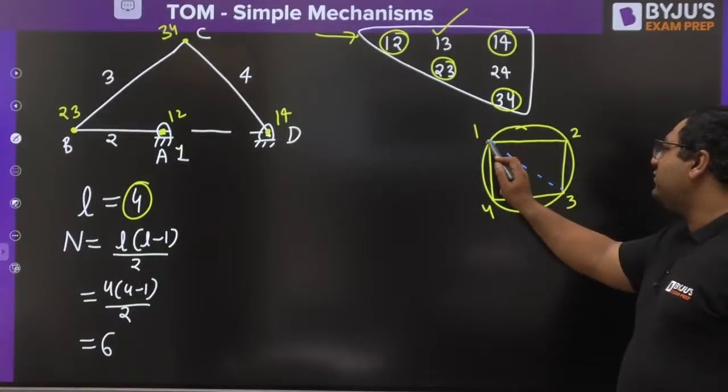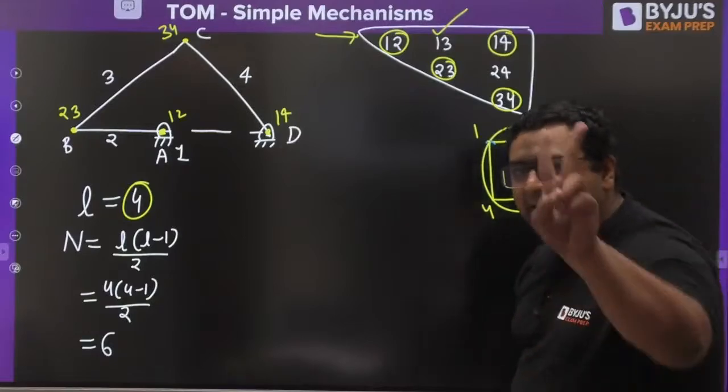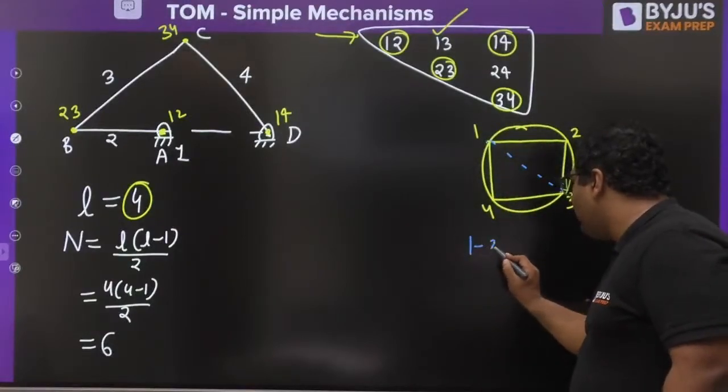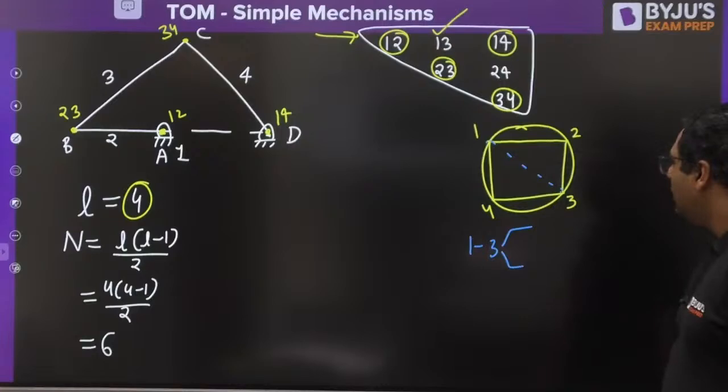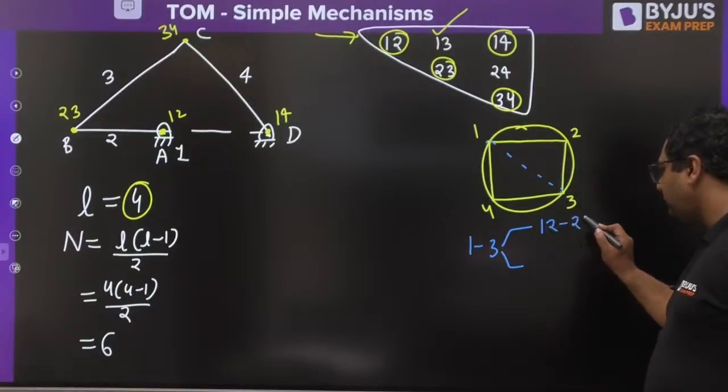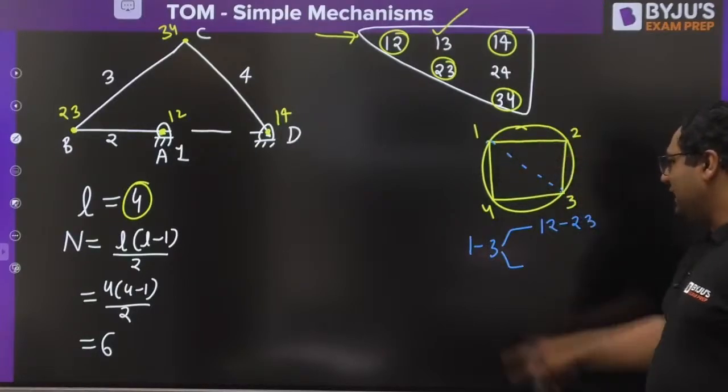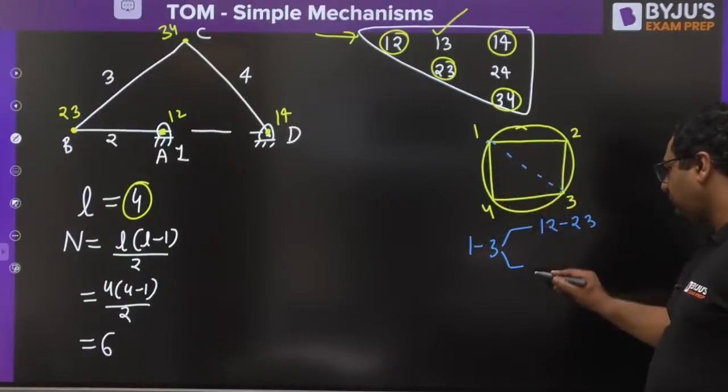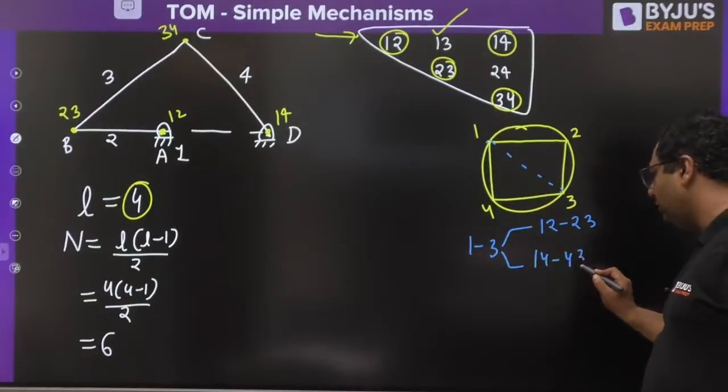So if you want to reach from 1 to 3 via dark lines, there are 2 paths. Going from 1 to 3, there are 2 paths. One path is 1 2, 2 3. The second path is 1 4, 4 3.